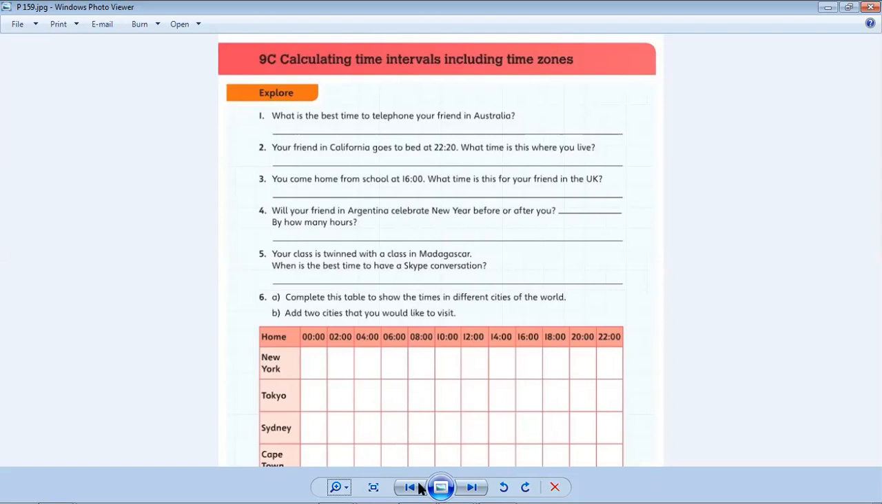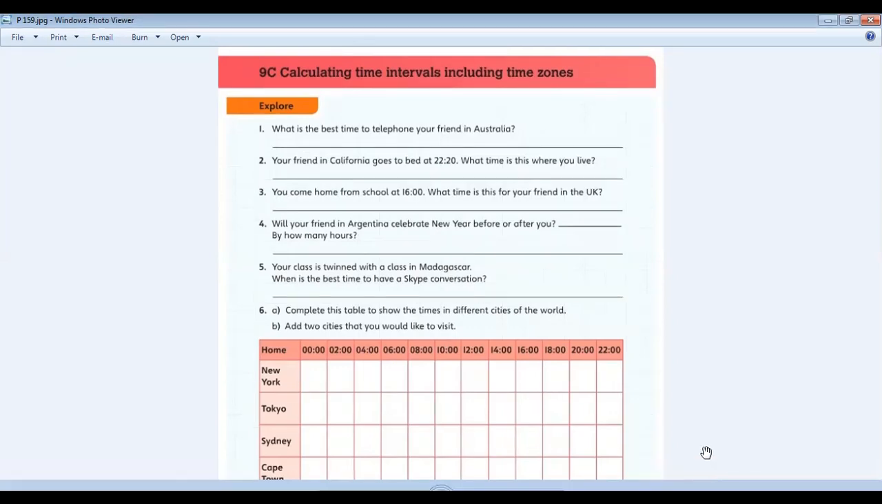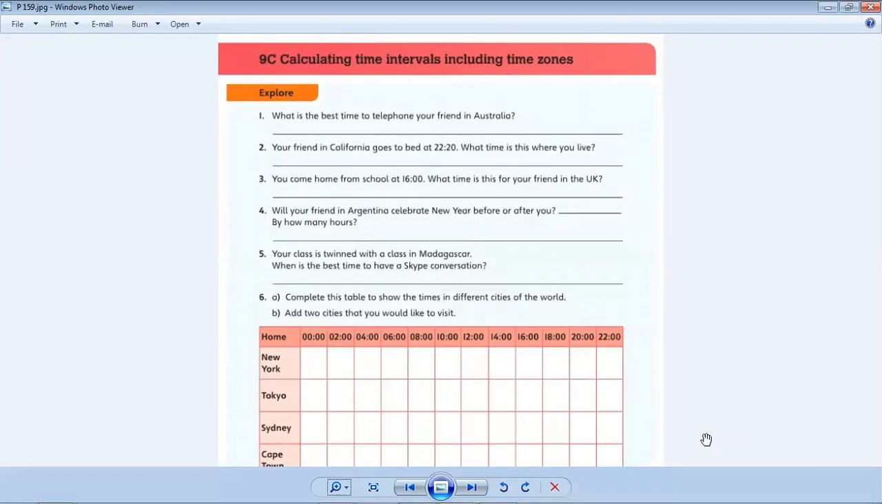And now, what is the time in Libya? Who can tell me what the time is? 1:30. Maybe one or two minutes can be different, but on the internet it's 1:30 now. Okay, what is the time in Tokyo, in Japan?